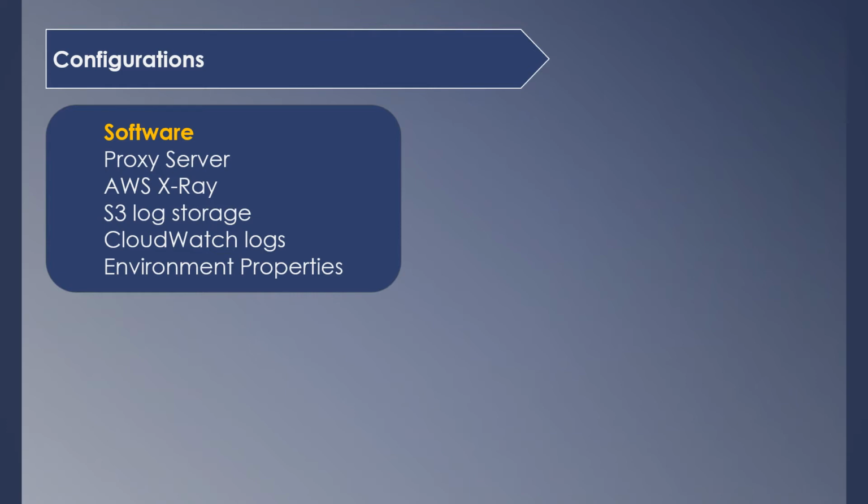You can choose to upload your instance logs to S3. Again, it comes with additional storage costs and it's disabled by default. You can even stream logs to CloudWatch, and it comes with additional costs and is disabled by default. Finally, you can set environment properties which are specific to the environment, like your DB connection details or Java home path, which varies for each environment.